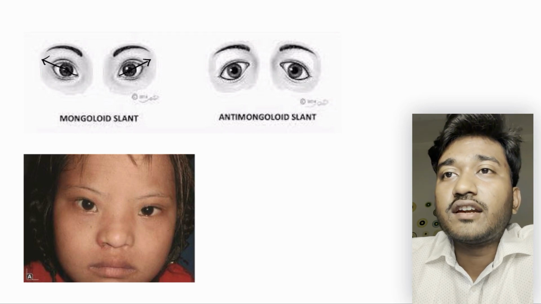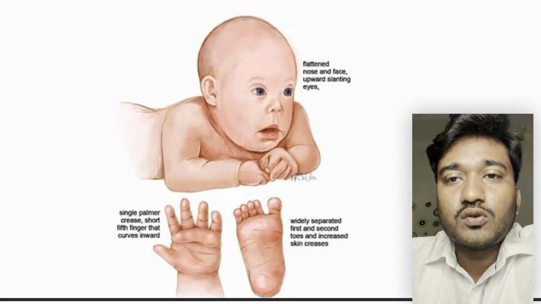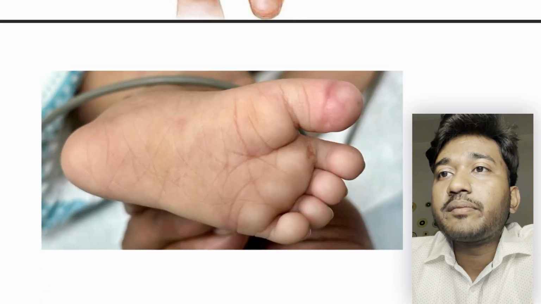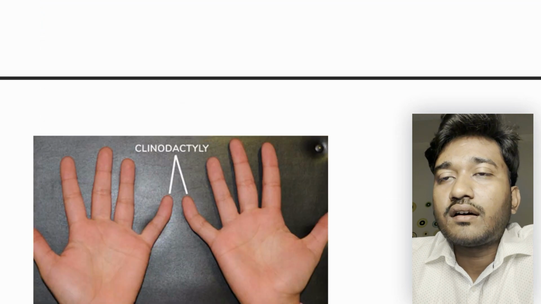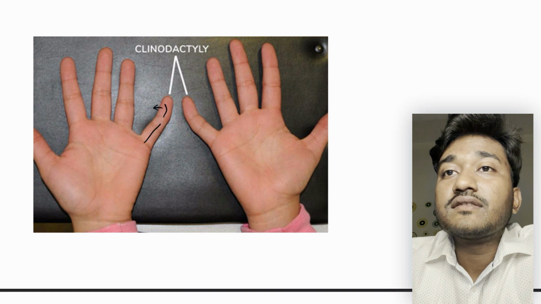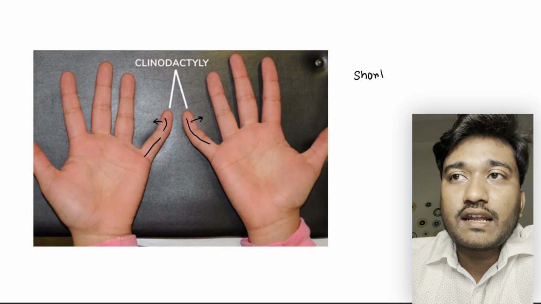Look at this. There are three slants: mongoloid slant and anti-mongoloid slant. Anti-mongoloid slant is something which is seen in Noonan syndrome. We will discuss it shortly. So look, here we have another patient. In between the first toe and the second toe, there is a gap. And in this picture, you can see there is clinodactyly. Clinodactyly means a short little finger as well as inward bending of the little finger.